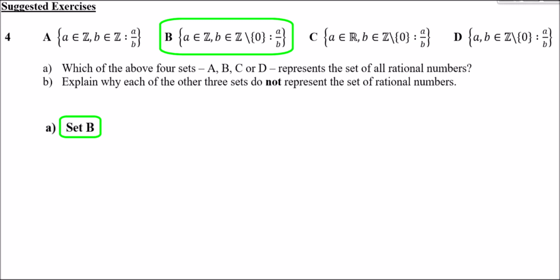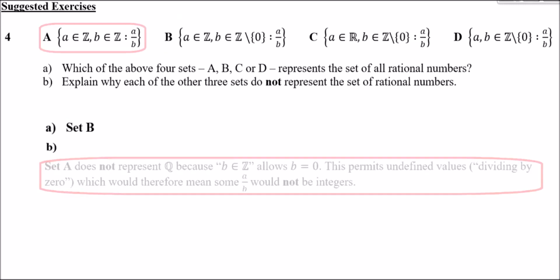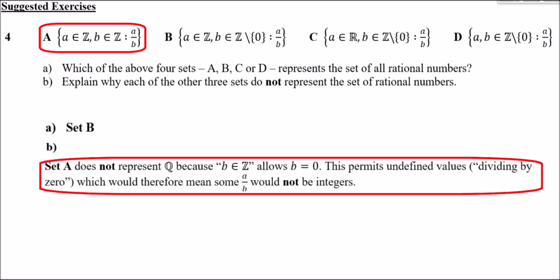So going through the others step by step for part B, set A isn't, because set A does not represent Q because of it saying b is any integer. Well, b being 0 would be an integer too, and so A doesn't have this necessary restriction which stops 0 being in there. So like I said earlier, this permits undefined values, which would mean some a over b would be undefined. So that would be all the integers plus many more, which would pollute, if you like, the set.